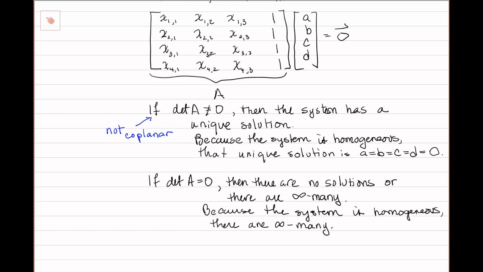And if the determinant is 0, then there are infinitely many different solutions for A, B, C, and D, and they can't all be 0. So that tells me that there are values A, B, C, and D that I could plug in for the coefficients of that equation of a plane, so that that equation would be true for all 4 of these points.